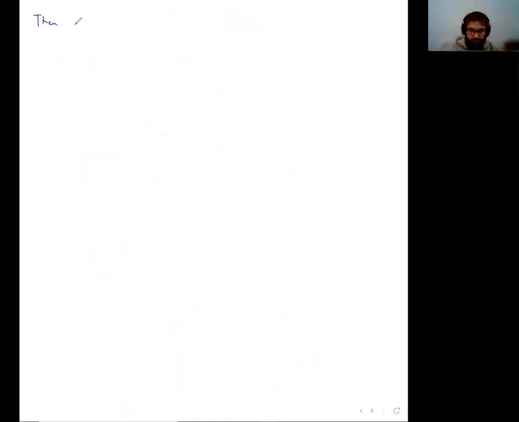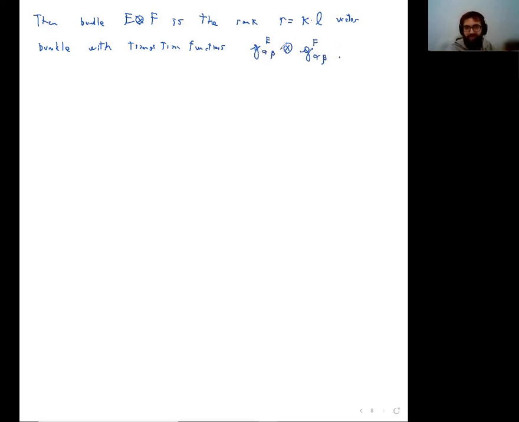So the vector bundle E tensor F is the rank R equal K times L vector bundle. So it's a vector bundle with fiber R to the K times L, with the transition functions, because remember transition functions define a bundle. And you just take this, G alpha beta E, Cauchy product, I'm not gonna say tensor, I'm gonna say Cauchy product, F. This is a matrix, you know how to do this.